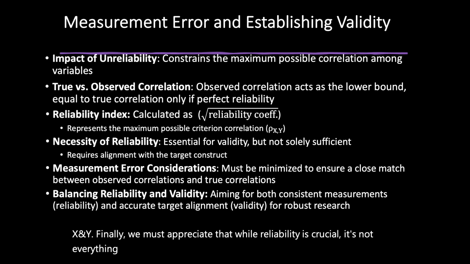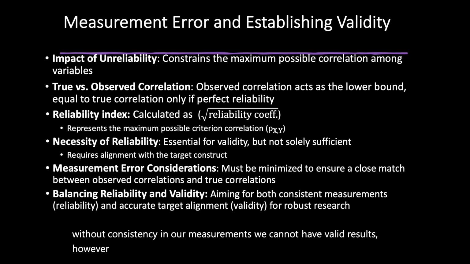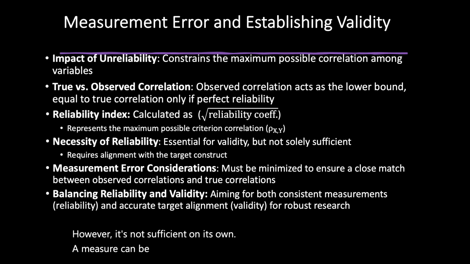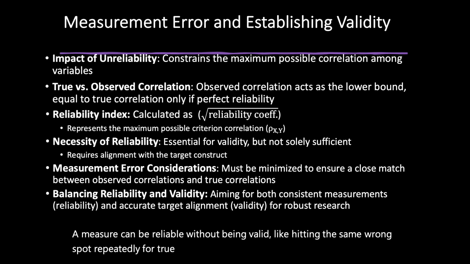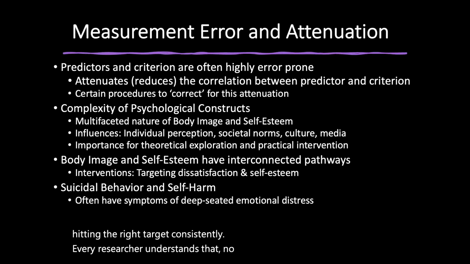Reliability is a necessary condition for validity, meaning that without consistency in our measurements, we cannot have valid results. However, it's not sufficient on its own. A measure can be reliable without being valid, like hitting the same wrong spot repeatedly. For true validity, we need both accuracy and precision, hitting the right target consistently. Every researcher understands that no measure is perfectly reliable.